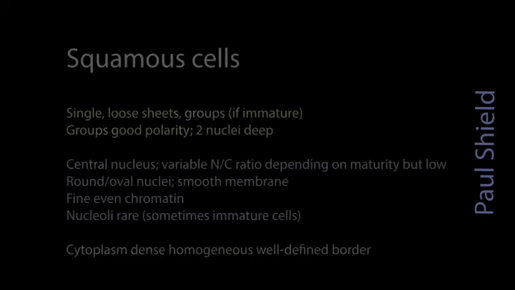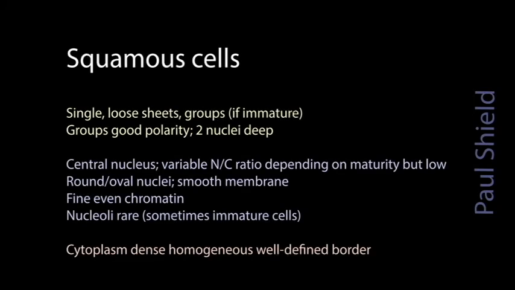So in summary, squamous cells are mainly single when they're mature, but they can form loose sheets and groups, particularly if they're immature. The cells usually in those groups have quite good polarity. We'll talk about that more in later clips. They are usually pretty flat. By that I mean not having much depth of focus. And classic squamous features are a centrally placed nucleus in a round, polygonal or oval cell.